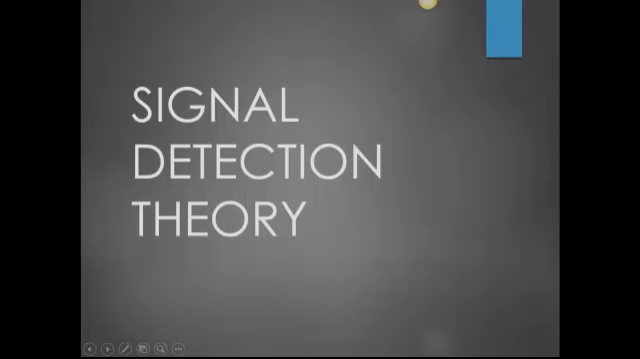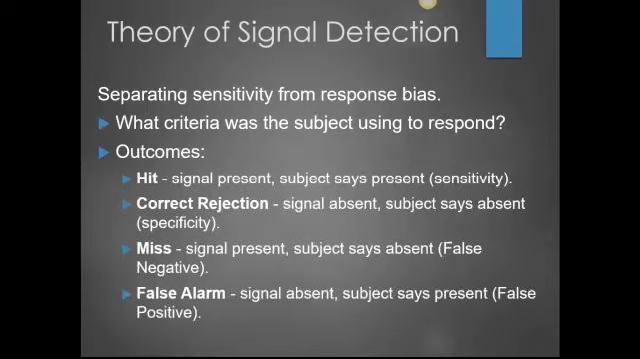All right, this week we're going to be talking about signal detection theory, and that's looking at a person's response bias and when they decide whether a signal is there or isn't there. So, talking about signal detection theory, we're separating sensitivity from response bias. What criteria is the person using to respond? Are they using a strict criteria where they're waiting until they're absolutely sure that they hear that response? Or are they using a more lax criteria where they respond even when there's nothing there, they're just guessing?